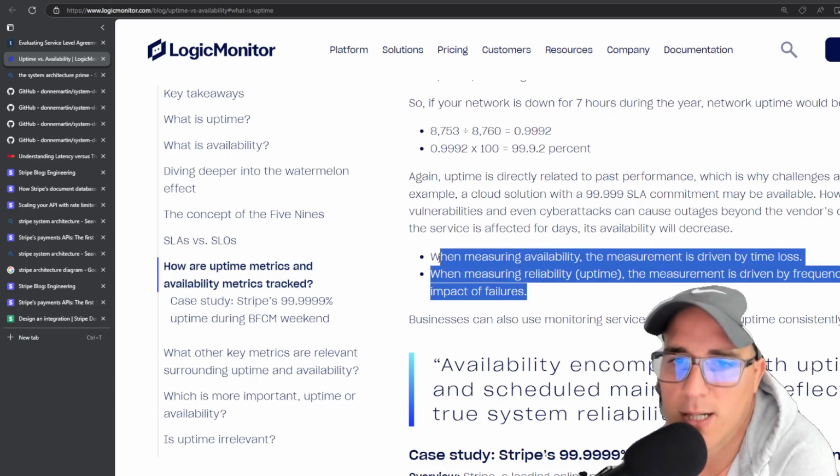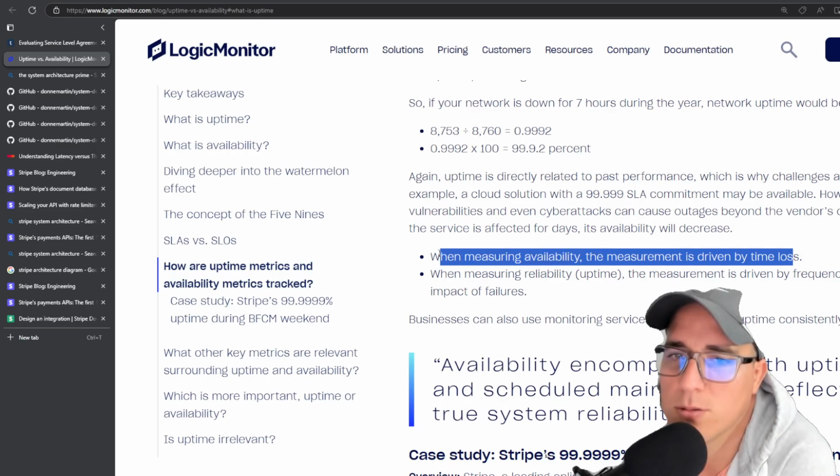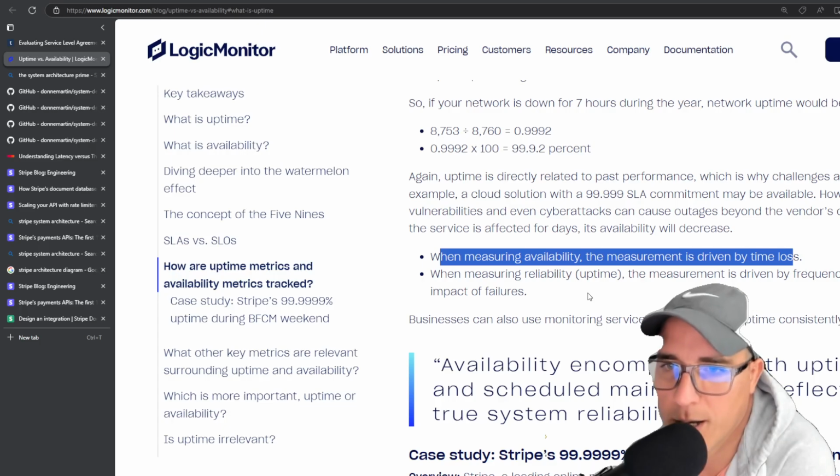This is an important fact actually. When measuring availability, the measurement is driven by time loss. When measuring reliability, uptime, the measurement is driven by frequency and the impact of failure.